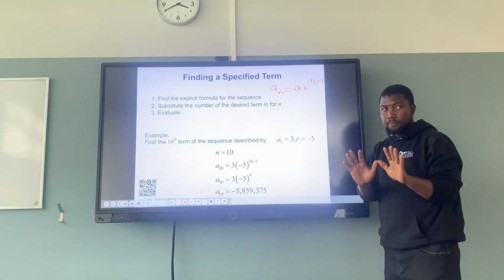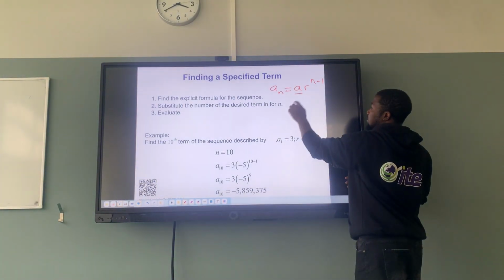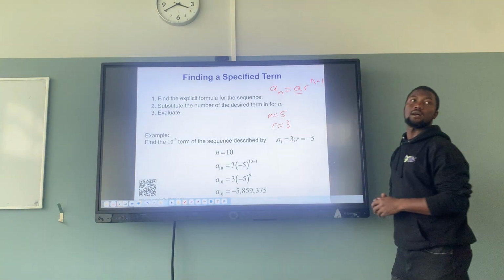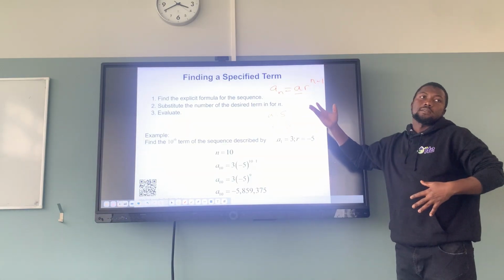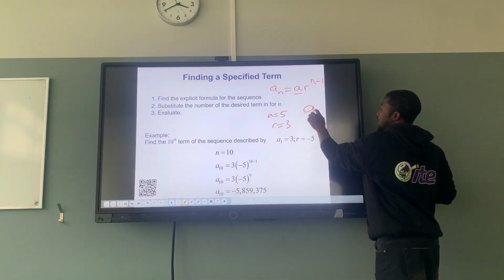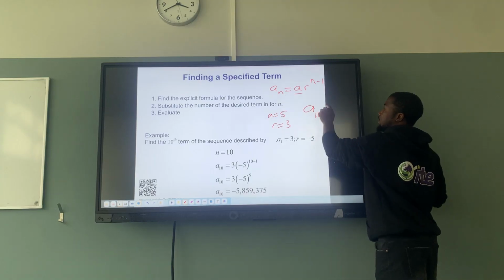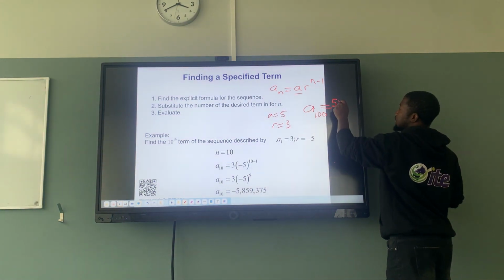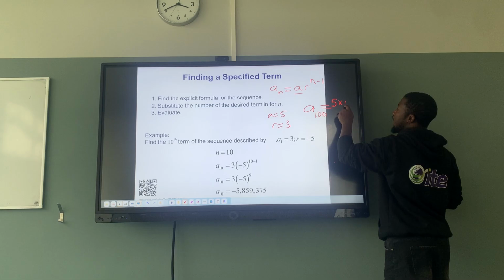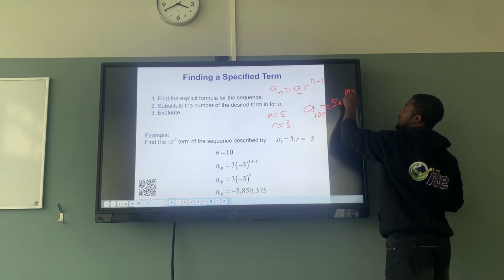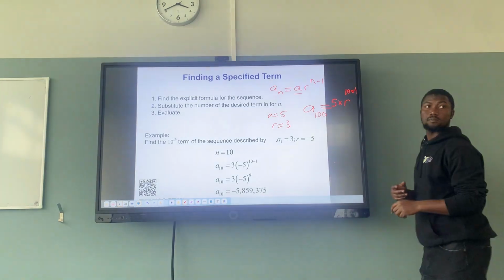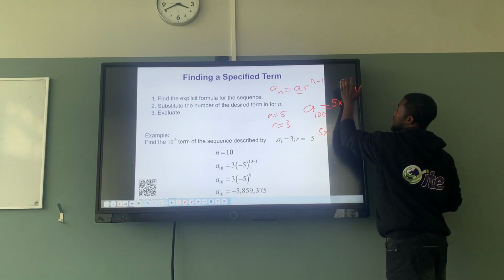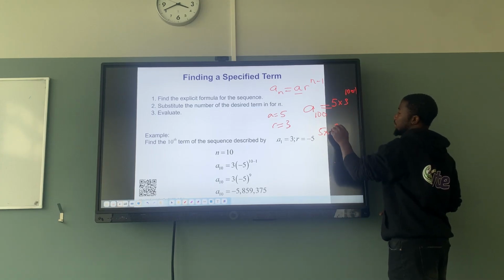Now, for example, if you have a as 5 and r as 3, and I ask you to find the 100th term of this sequence. To find the 100th term, this will be a_100, n becomes 100. That is equal to the first term, 5, times the common ratio r to the power n, which is 100, minus 1. So this will give you 5 times r, which we now know is 3, so this is 3 to the power 99.